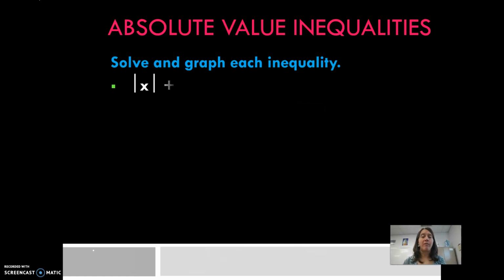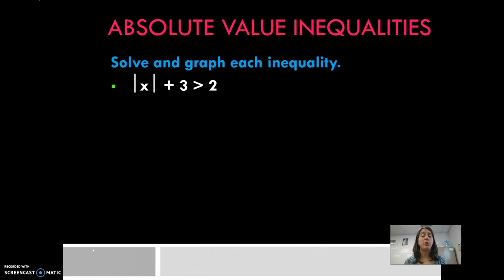All right, last question for today. The absolute value of x plus 3 is greater than 2. Notice on this question, the plus 3 is on the outside of the absolute value symbol, so we need to take care of that first. How do I get rid of that plus 3? We're going to have to subtract 3.